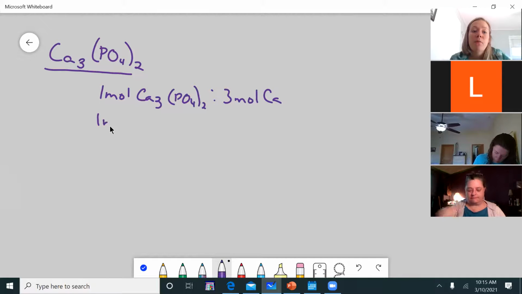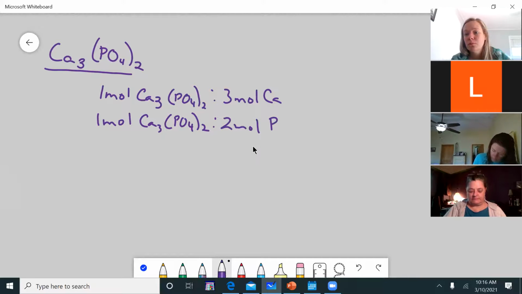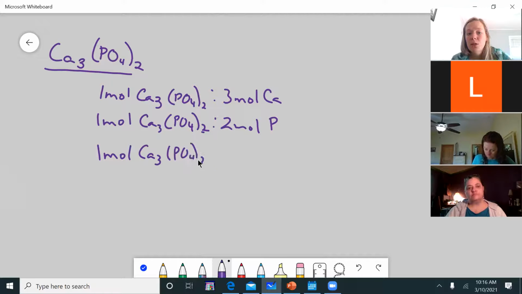What's another relationship? If I have 1 mole of this compound, how many moles of phosphorus do I have? 2 moles of phosphorus. The 2 is getting distributed to both of them. And then 1 mole of this compound will yield how much oxygen? Well, there's 4 within and then 2 on the outside. So that's a total of 8. 8 moles of oxygen built into every 1 mole of the compound. So now we have 3 conversion factors that we can use in either direction. Which one you use is really dependent on what the problem asks.